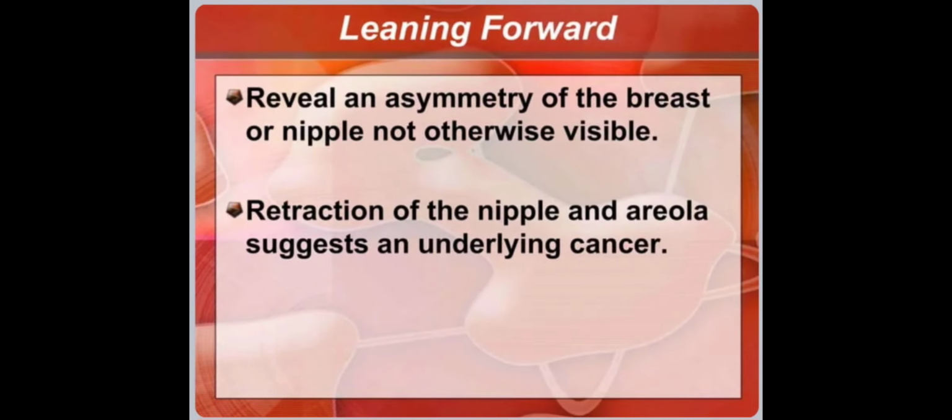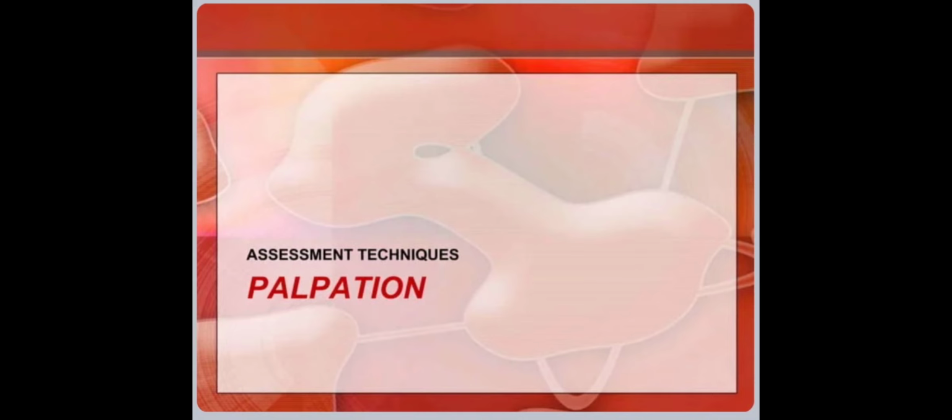And then leaning forward, ayan po sa mga malalaki yung dede, yan po yung maganda din para ma-check po natin if ever may mga lesions. Okay, this may reveal asymmetry of the breast or nipple that is not otherwise visible during the first procedure, which is yung arms niya is nasa side lang. Retraction of the nipple and areola may suggest an underlying cancer.